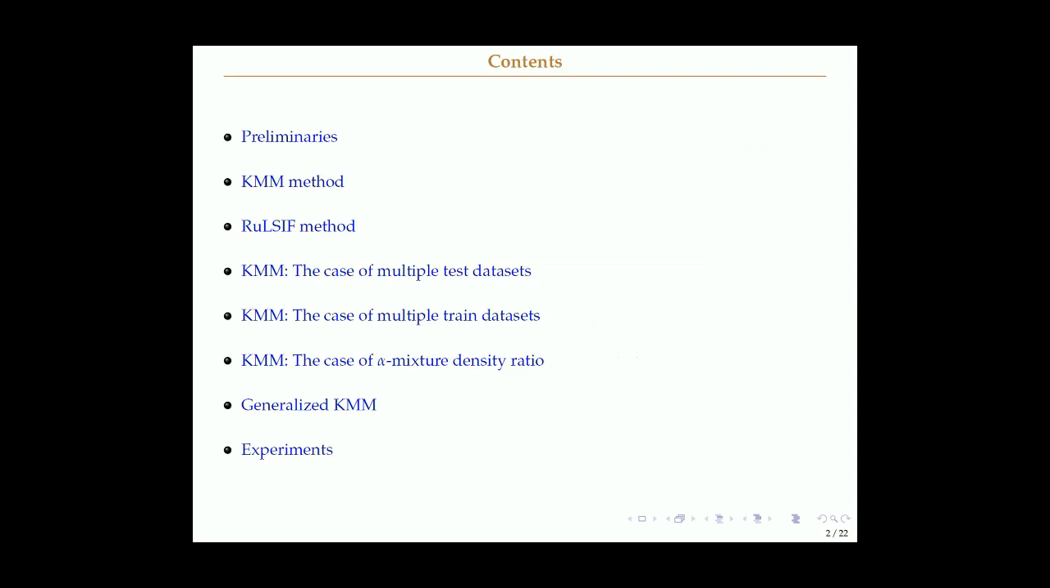The contents of this presentation are the following. I will briefly talk about KMM and RuleSieve. These are the basic density ratio methods. And then I will try to delve into the manner in which we can extend the kernel mean matching case to the situations when we have access to multiple train or test data sets. And also I will talk a little bit about the alpha mixture density ratio. After that, I will finalize with the generalized KMM method and with some experiments that I have done on some synthetic data sets.